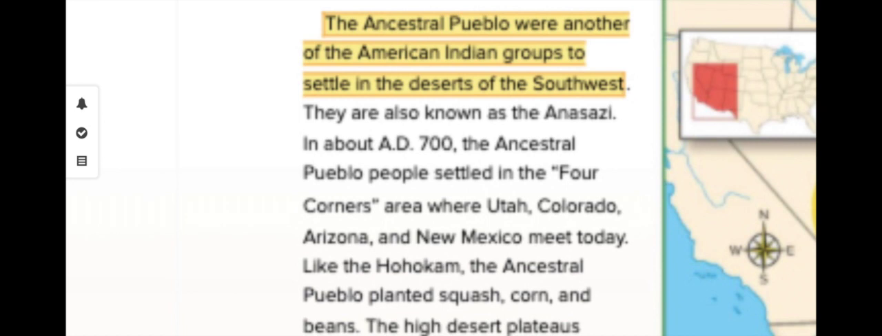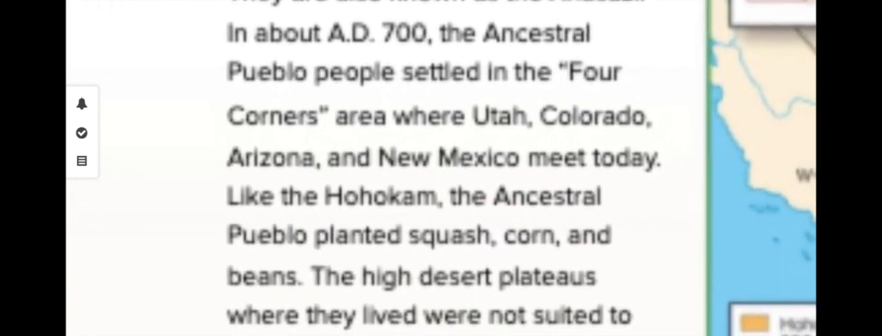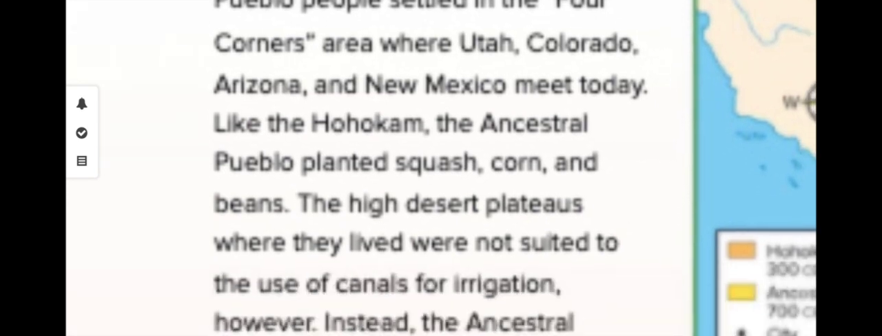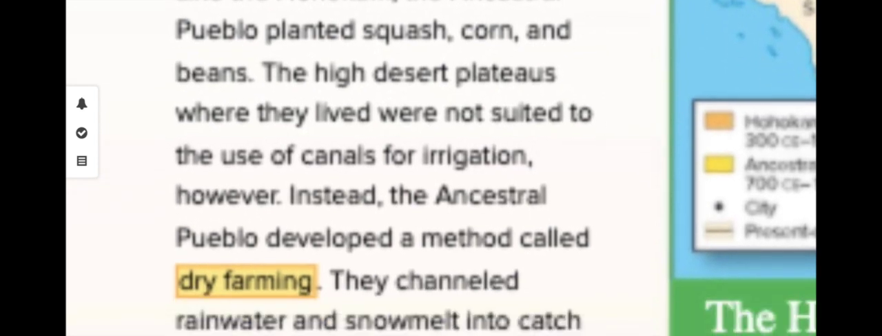The ancestral Pueblos were another of the American Indian groups to settle in the desert of the Southwest. They are also known as the Anasazi. In about AD 700, the ancestral Pueblo people settled in the Four Corners area where Utah, Colorado, Arizona, and New Mexico meet today. Like the Hohokam, the ancestral Pueblo planted squash, corn, and beans. The high desert plateaus where they lived were not suited to the use of canals for irrigation. Instead, the ancestral Pueblos developed a method called dry farming.